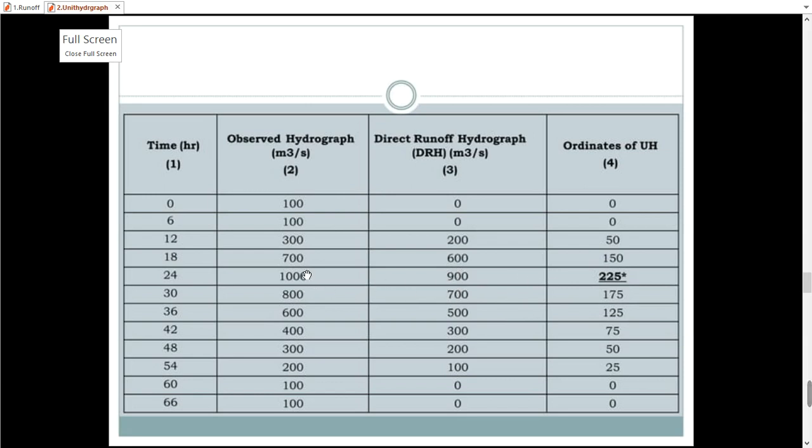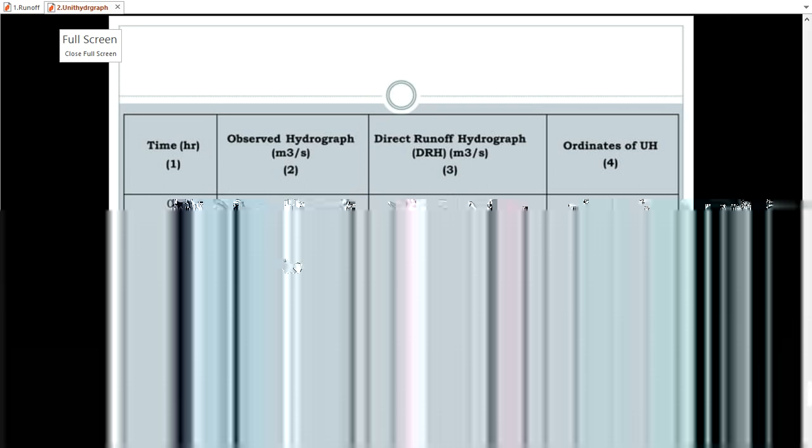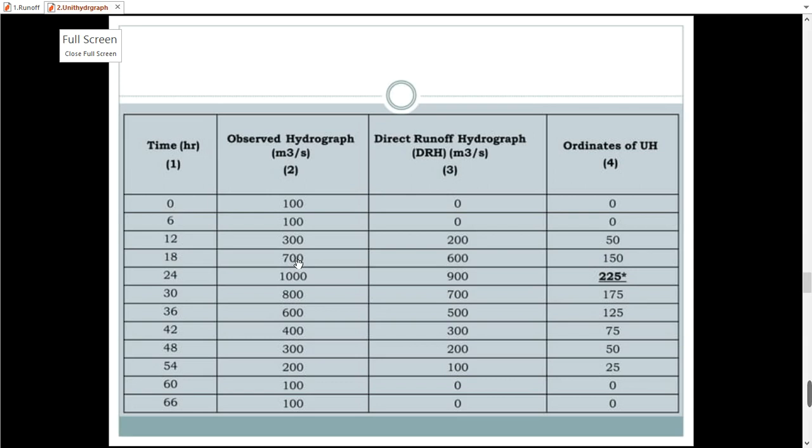Here, 700 plus base flow 800, plus 100 is 900. Okay, you can understand this one. I will explain this later.